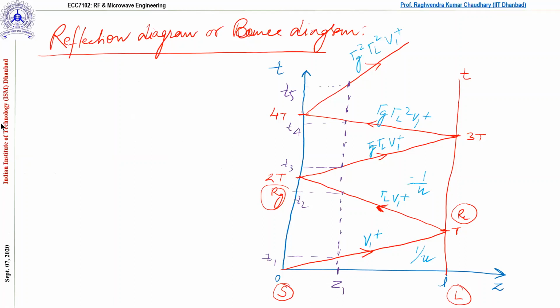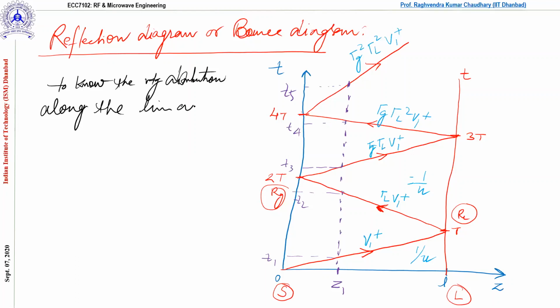Let's say if you want to know the voltage distribution, let's take an arbitrary situation. Fine. So I'm writing here, to know the voltage distribution along the line at T equal to T4. It means what? It falls in between 3T less than T4 less than 4T. Fine.